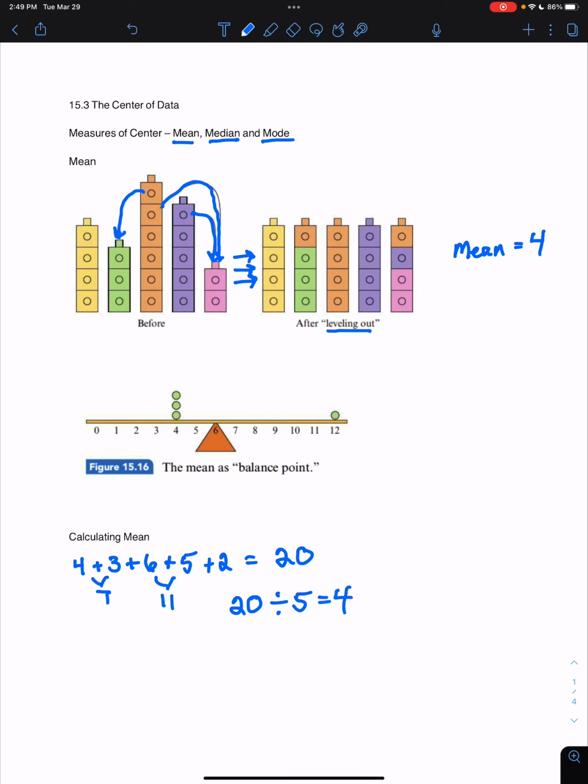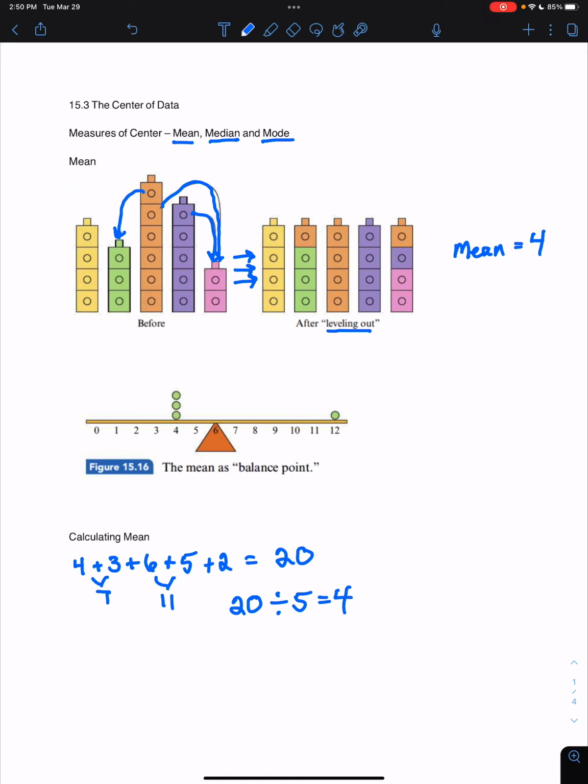So we can see the connection between the calculation of our mean and this idea of leveling out the numbers so that we have the same number of values, so that we have a flat plane of blocks here. They all have the same number of blocks in the different towers.